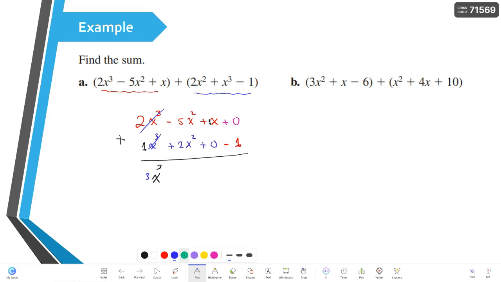In the second part, we can notice that we have -5 and plus 2. So we need to write first the variable, which is x squared. Then we have -5 and plus 2. So this would be -3.